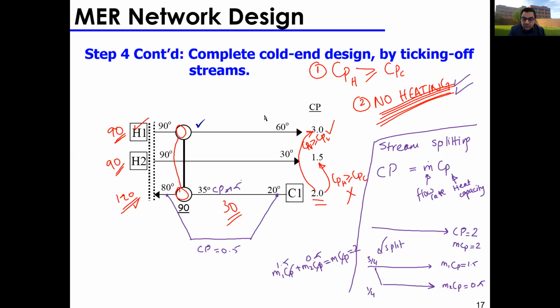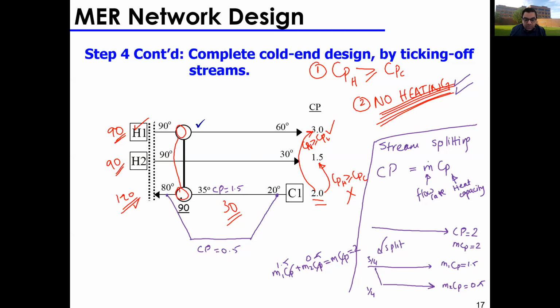Let me rewrite it. Okay. So I have this stream right here with a CP equals 1.5, and this stream can be connected to this stream without violating this rule. So CP hot greater than CP cold. And then I have this stream where the CP equals 0.5, and this stream can be connected to this stream without violating this rule, right? Because CP hot is greater than CP cold.